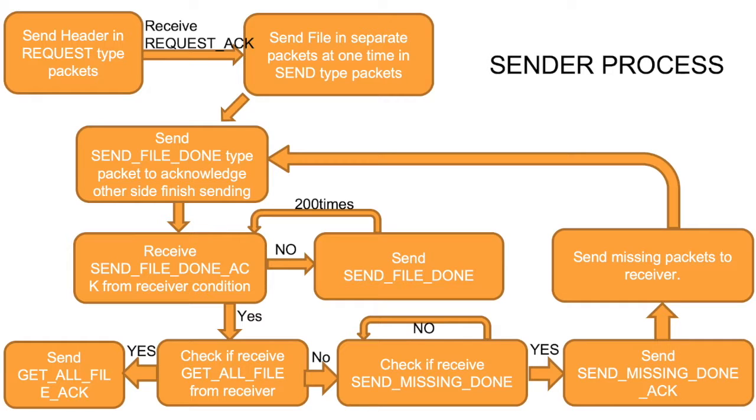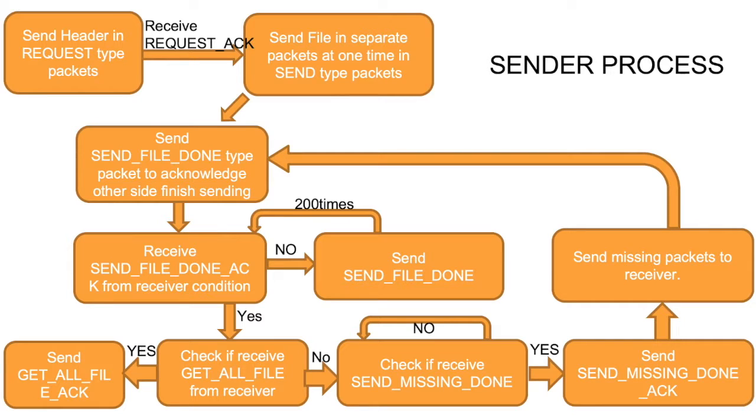We have finished. But if we can't receive the send file done acknowledge from the receiver at this step, that means maybe the receiver can't receive the send file done signal from us. So we have to resend that like 200 times. And at this step, if we can't receive the get all file signal, that means the receiver is missing some packets. In that case, the receiver will send us the information about the missing packets numbers.